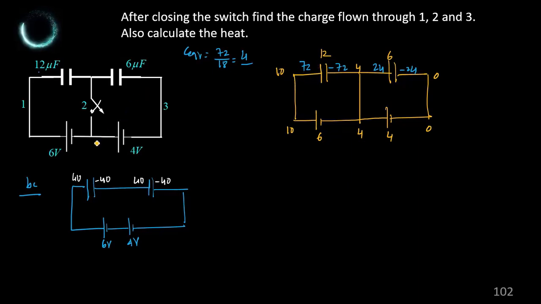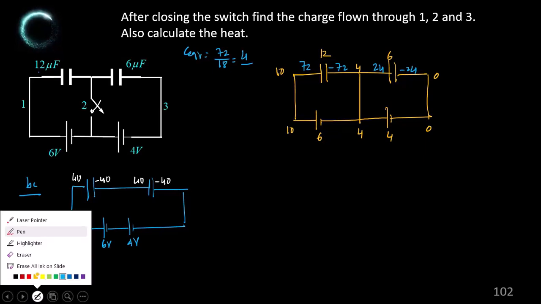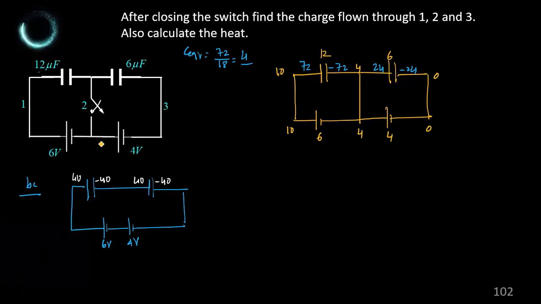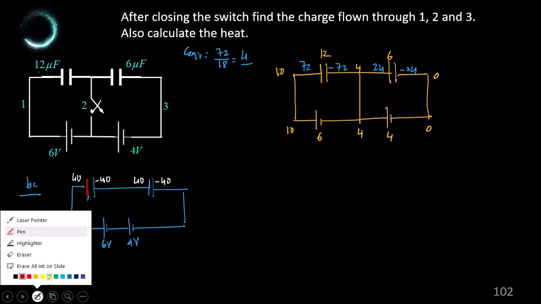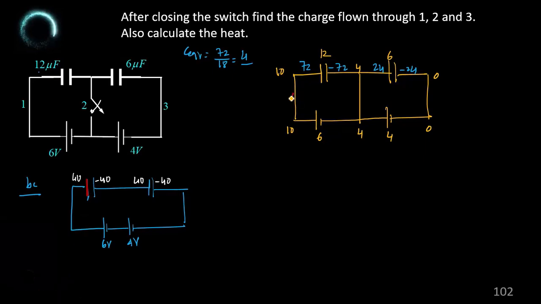Now initially on that plate, if I identify this plate, the charge is 40. Now the charge comes to 72. So can I say that 32 microcoulomb of charge has flowed? Through this part, 32 microcoulomb charge flows, because the final charge is 72 and the initial charge was 40. So from this part, 32 microcoulomb flows.